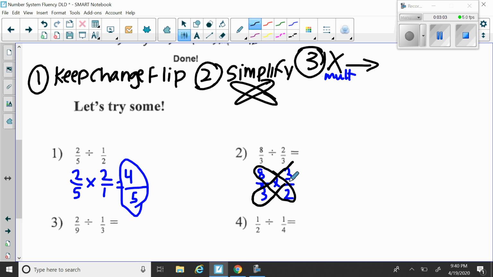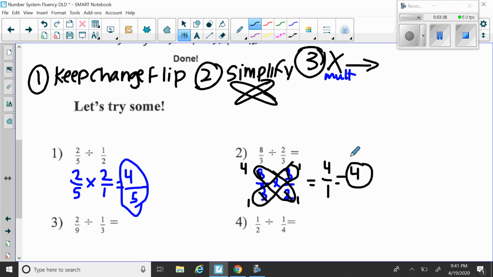That's what that means. So when we look at 8 and 2, 2 goes into both of those. 2 goes into 8 4 times, so this becomes a 4. 2 goes into 2 1 time, so that becomes a 1. 3 and 3, same number, so we can actually just change those to 1s, which makes this multiplication super easy. Then we have 4 times 1 is 4, 1 times 1 is 1, and that gives us the answer of just 4.